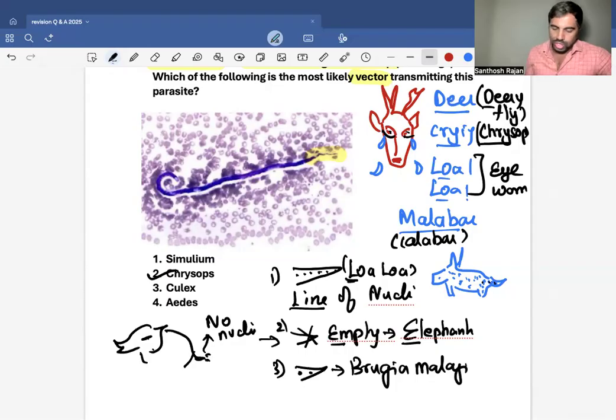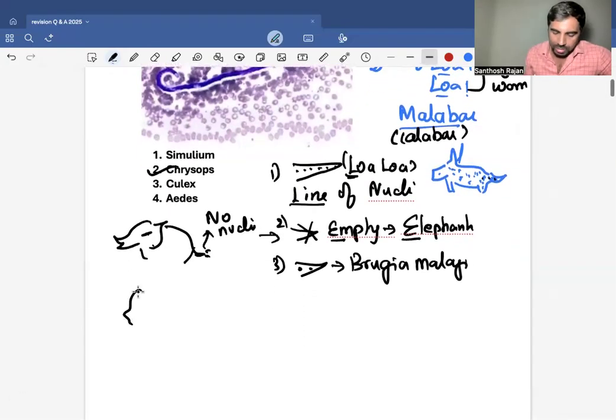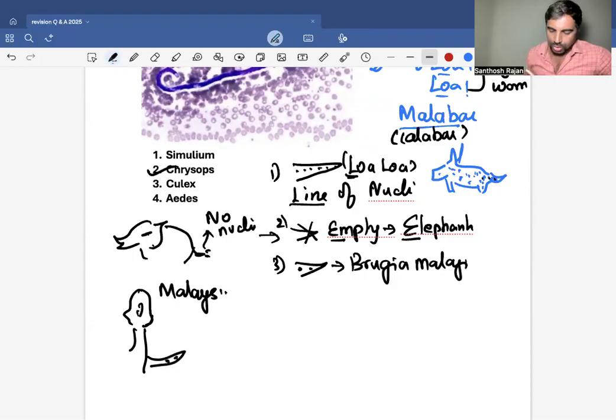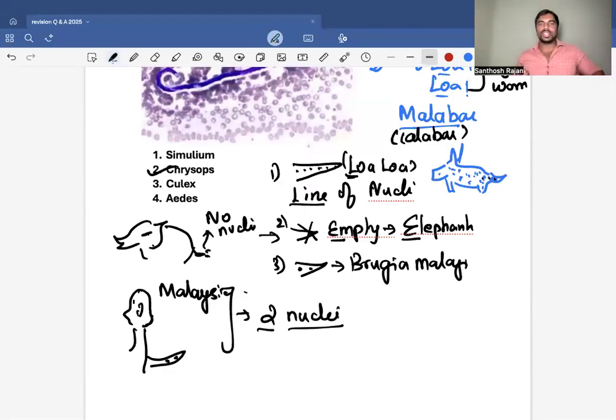If you forget, always remember Malay. Malay is a human, right? Malaysians. Remember it like a Malaysian. A Malaysian has a tail and has two nuclei. One for him and one for his wife. Just 2 nuclei. One for the Malaysian, another for his wife. Remember it like that, easy. So Malaysians have two nuclei.